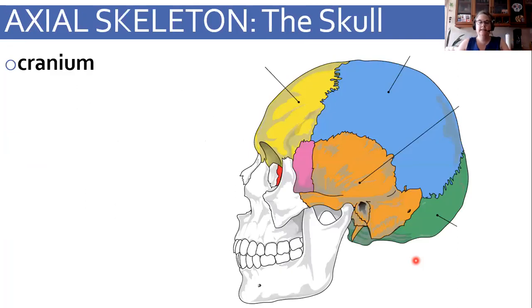Okay, so we're going to start today with the axial skeleton. We have about 8 minutes, so we'll get through part of the axial skeleton. We're going to start with the cranium, and the cranium has several bones that we can see here.